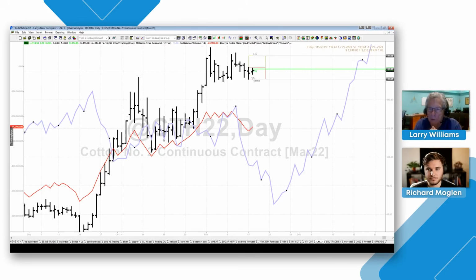I go through my weekly charts, so I have an idea what markets are set up. Then I go to my daily charts looking for a buy signal or sell signal in the market, depending on what the setup is.